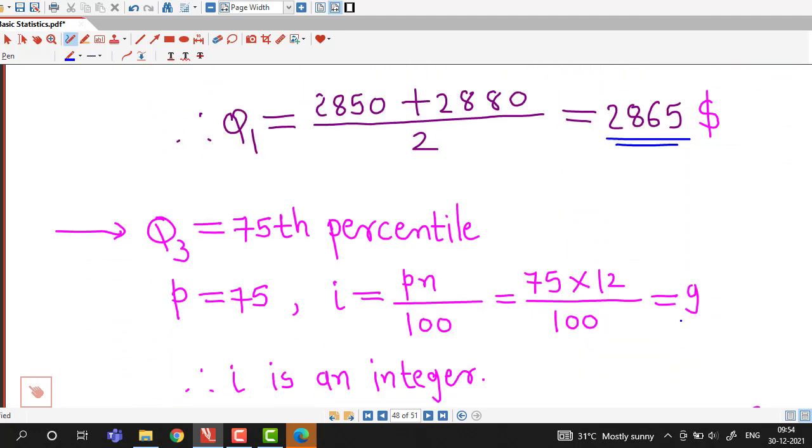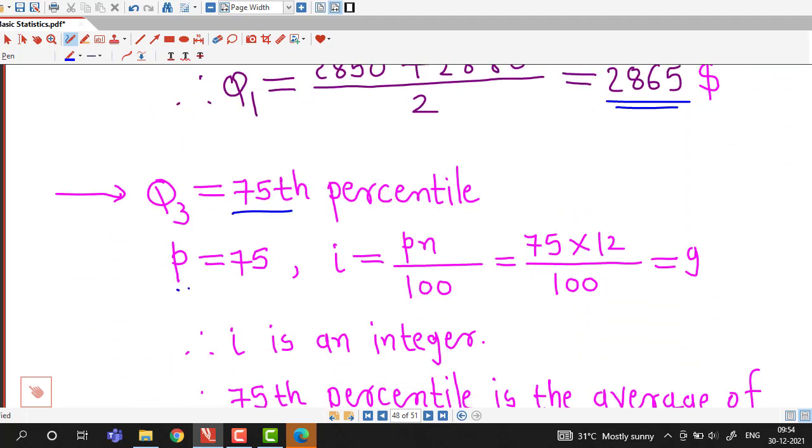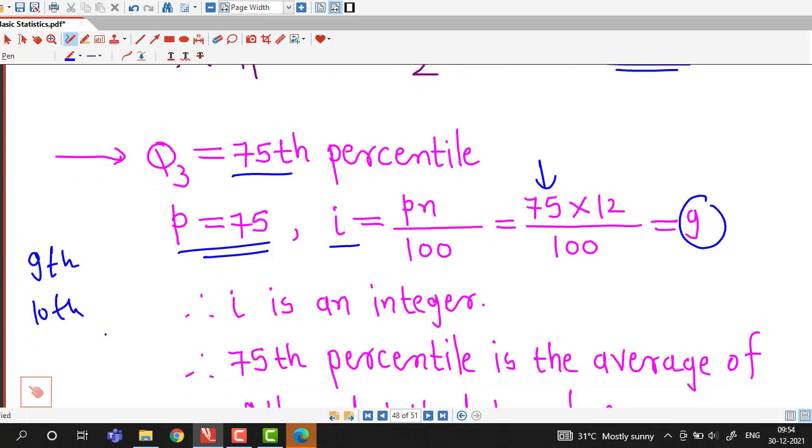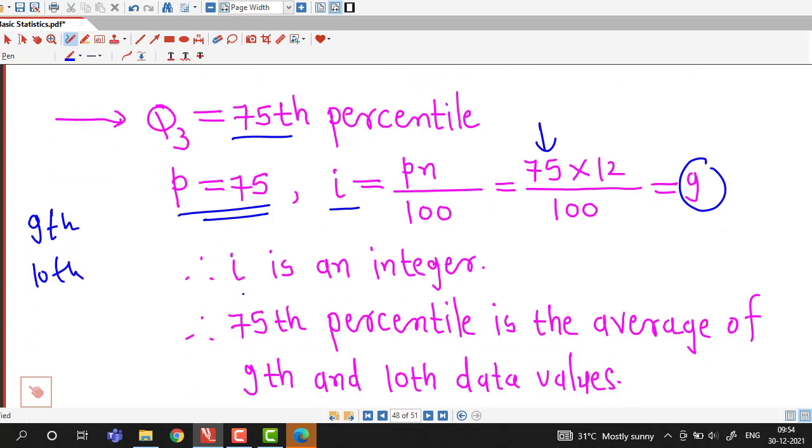Similarly, we obtain the 75th percentile. P is 75, I equals P n by 100. We substitute P equal to 75, n equal to 12, and we obtain 9. So again this is an integer. So the 75th percentile will be the average of the 9th and 10th observations. That we have written here: I is an integer, therefore the 75th percentile is the average of the 9th and 10th data values.